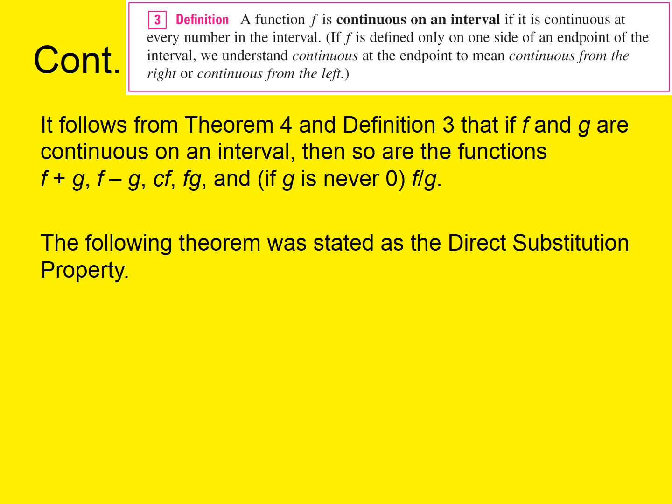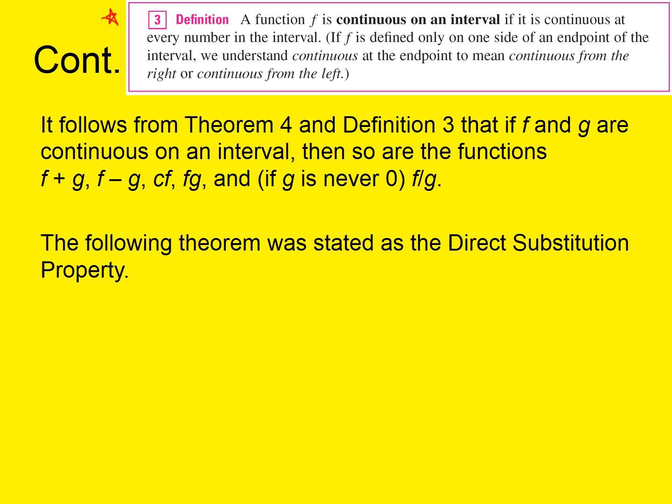Okay, so it follows from Theorem 4 and definition 3 that if f and g are continuous on an interval, then so are the sum, difference, product, and quotient functions on that interval. They're continuous at a number a, and if, for example, the sum function was continuous at every number a in an interval, then we're going to say that the sum function is continuous on the entire interval.